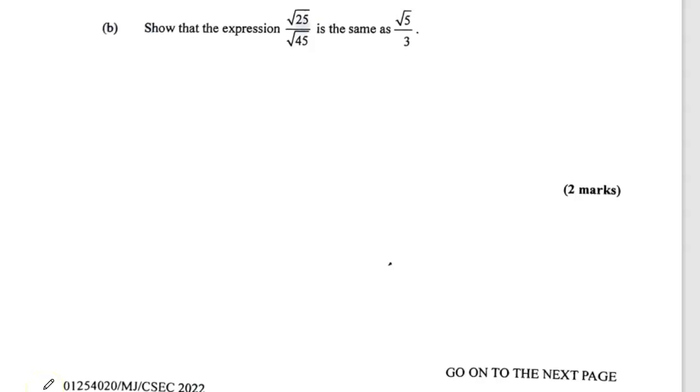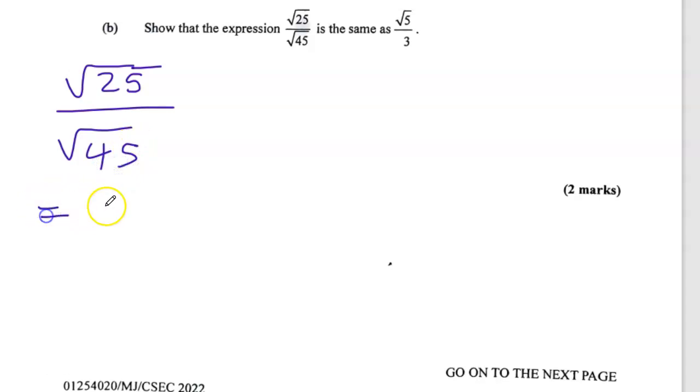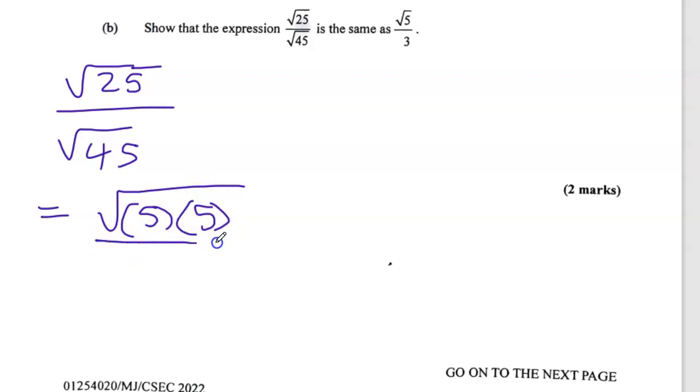Next, show that the expression root 25 over root 45 is the same as root 5 over 3. So root 25 over root 45, we can rewrite. I'm going to write root 25 as root 5 times 5, and root 45 as root 9 times 5. So I break up 25 into 5 times 5, and I break up 45 into 9 times 5.